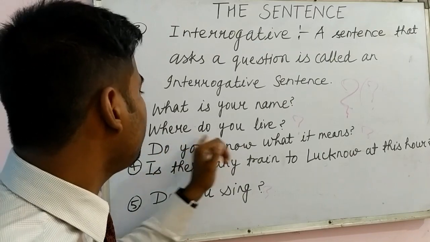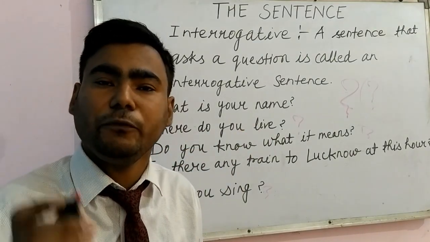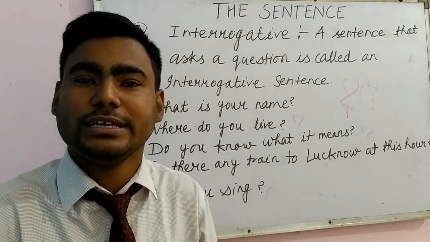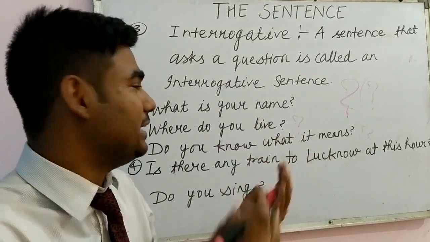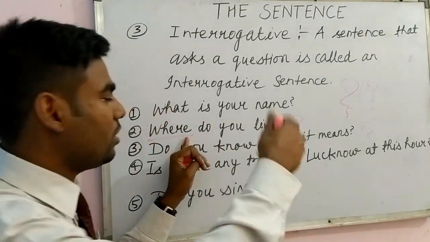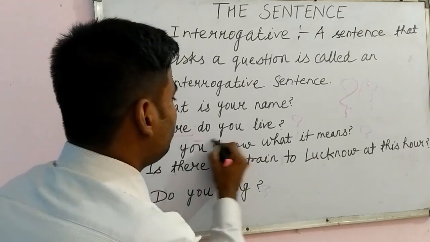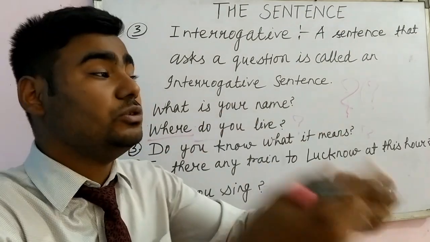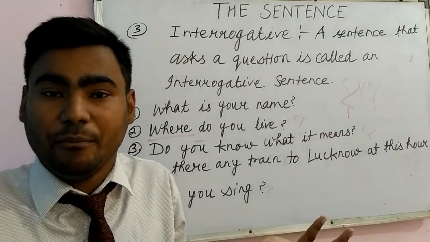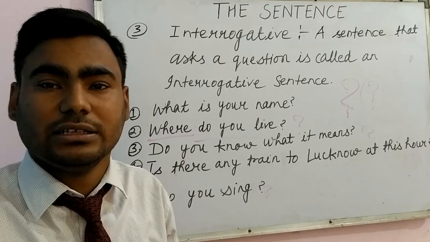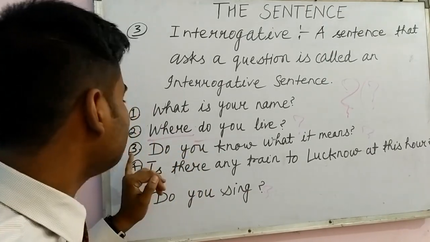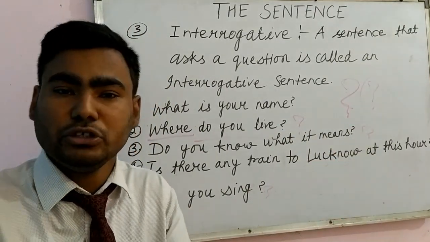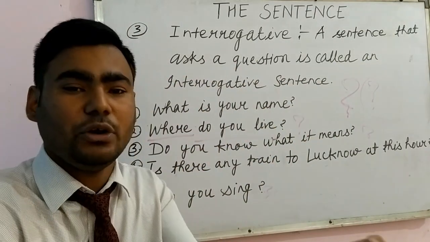Next example: where do you live? If you are going to a new city, you think, where am I and where is this place? Where means some place. Where do you live? Someone asks you where you live, or where you are from. All this is related to you. Next example: do you know what this means? Someone shows you a paper, a book, or gives you anything like that.